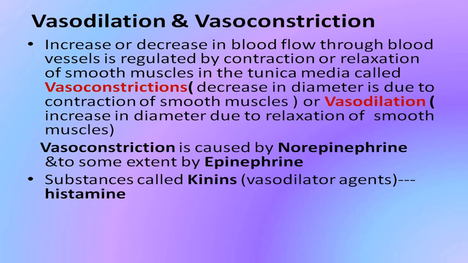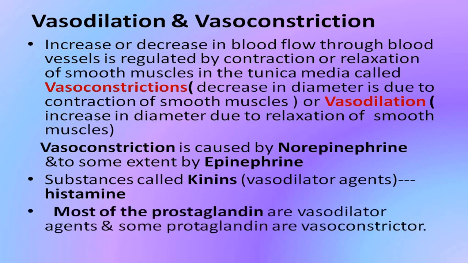Some substances which are called kinins are vasodilators, or these chemicals can increase the diameter of the vessels. They are powerful vasodilators, and they are produced in the blood and tissue fluids and also in some organs. A very common example of these kinins is histamine, which is also produced by some white blood cells.